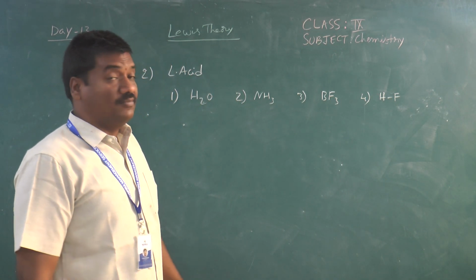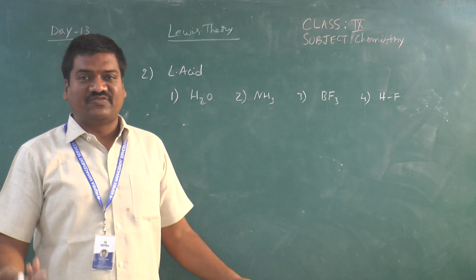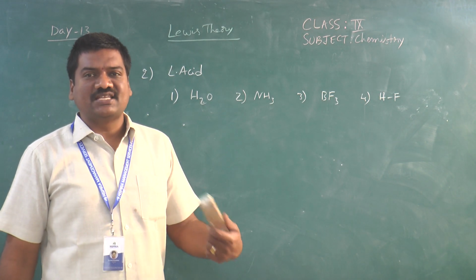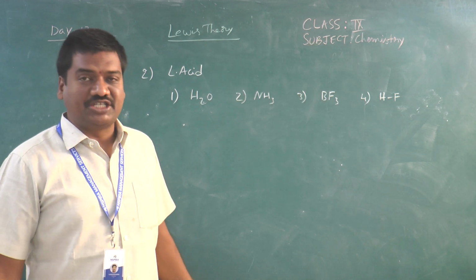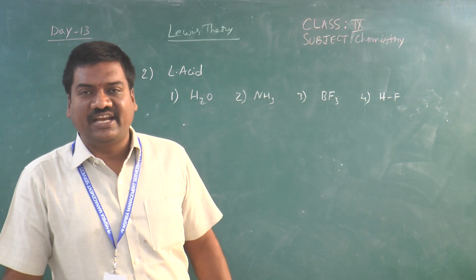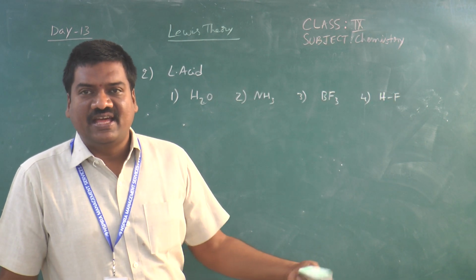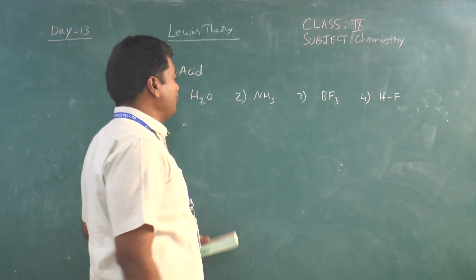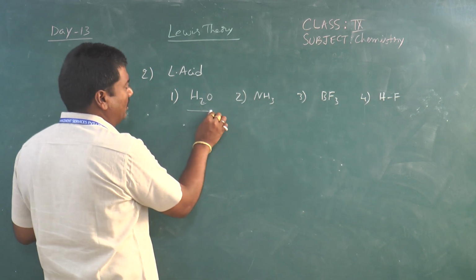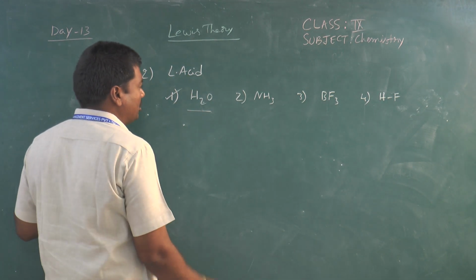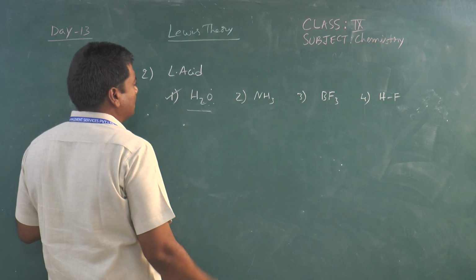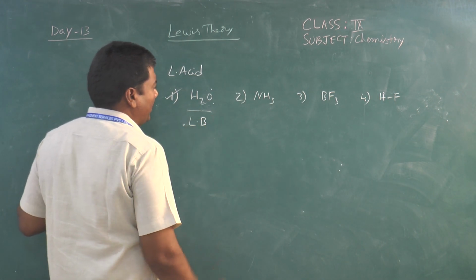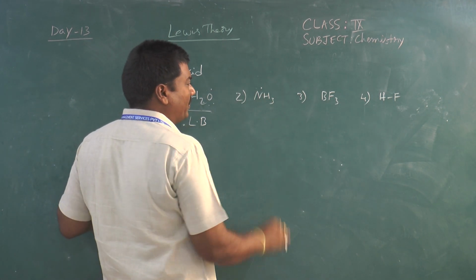Now, which of the following molecules will act as a Lewis acid? First of all, what is a Lewis acid? If it does not have octet stability, it requires electrons for getting stability, and then it will act as a Lewis acid. Now, if you take a water molecule, it has octet stability, it is stable, and it has lone pairs of electrons. It will act as a Lewis base. Come to ammonia, it has a lone pair of electrons on nitrogen.